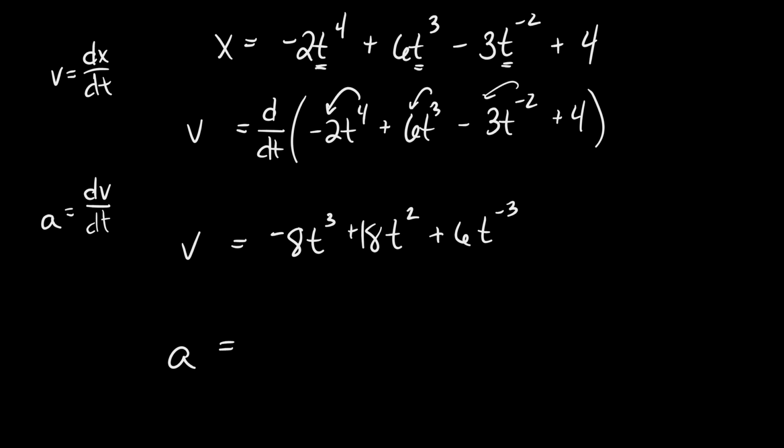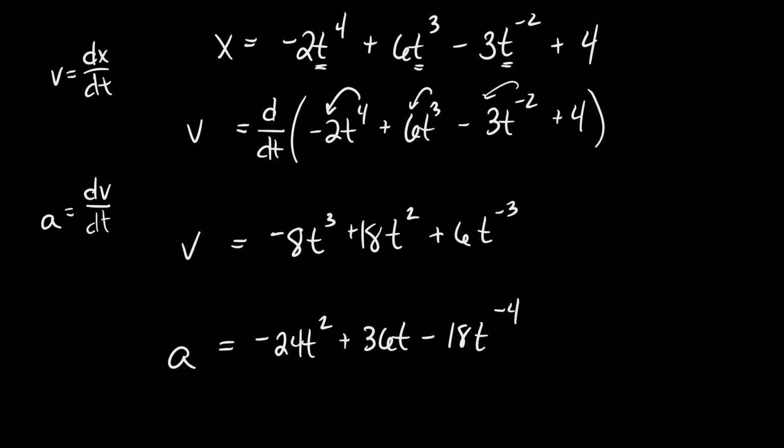How we doing? Somebody want to tell me what the first term is? Negative 24 t squared. Somebody raise your hand, give me the second term. Plus 36t. Somebody else give me the last term. Minus 18t to the negative 4. Excellent. Not a problem yet?